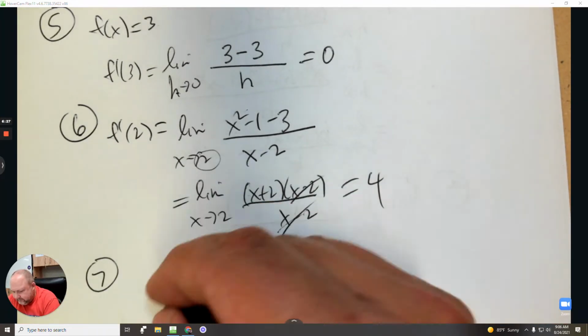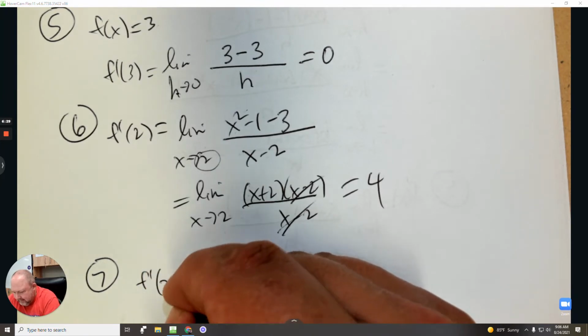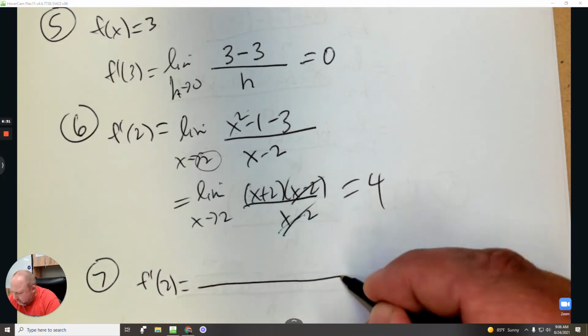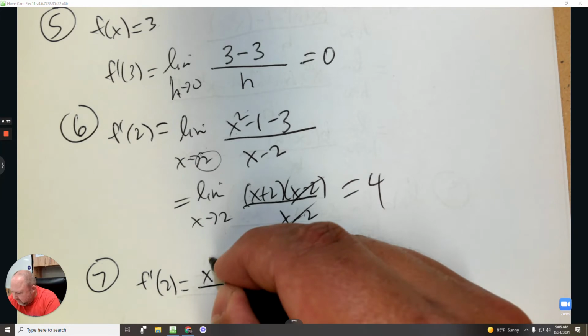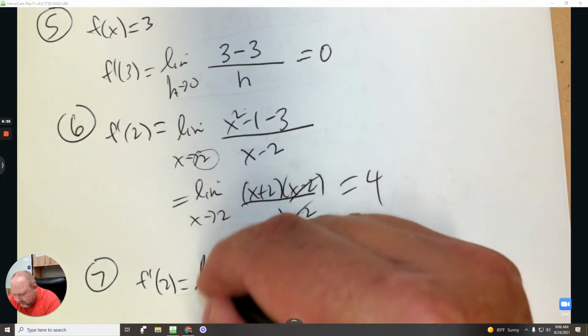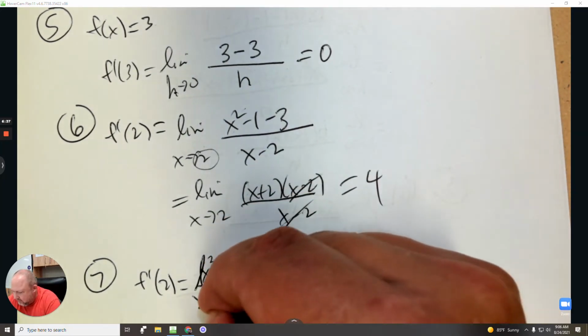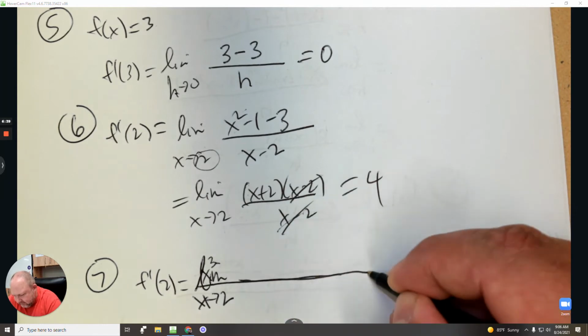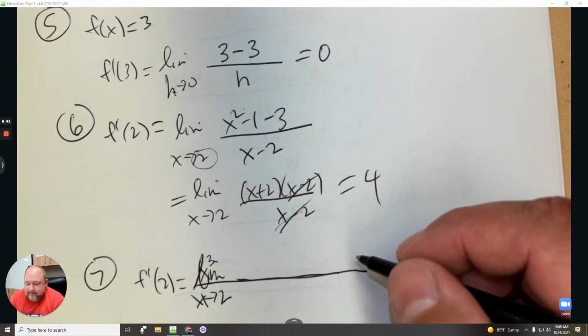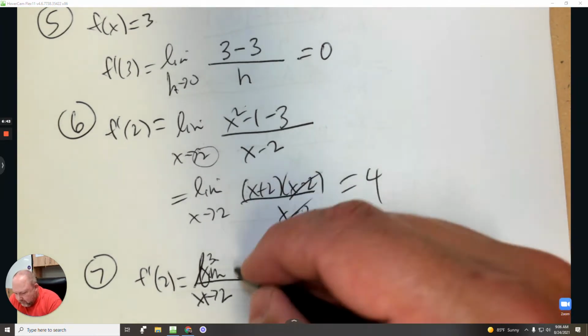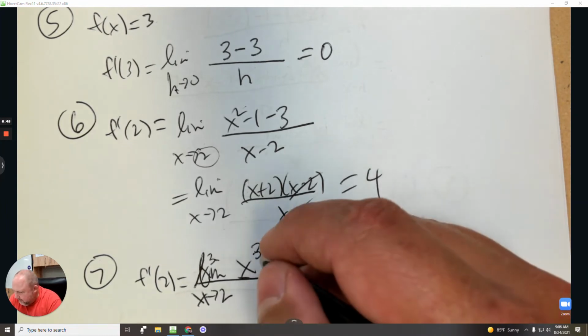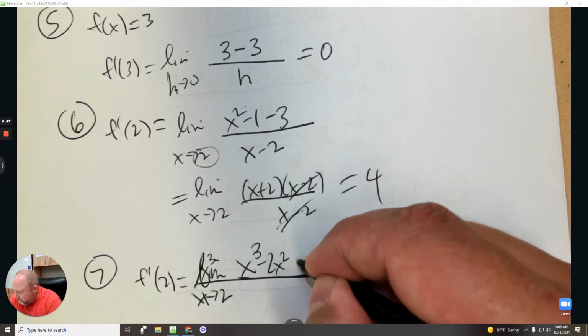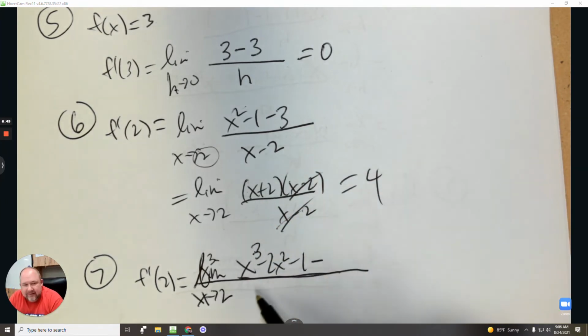Number 7. I want to know the derivative at 2. Let's see how fun this will be. We have x cubed. Oops, I need limit notation. The limit as x approaches 2. And then we have this. So the function's x cubed, subtract 2x squared, subtract 1. Subtract. Then you plug 2 in for x.